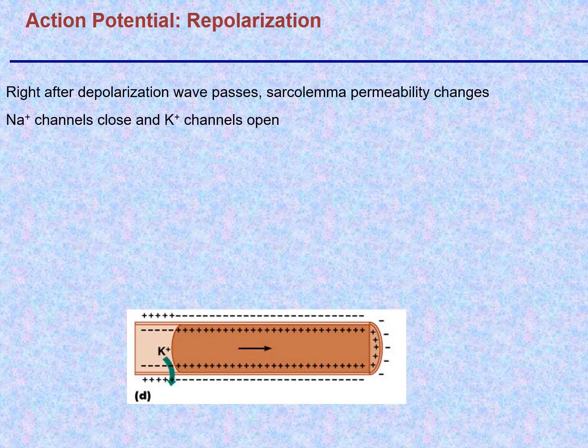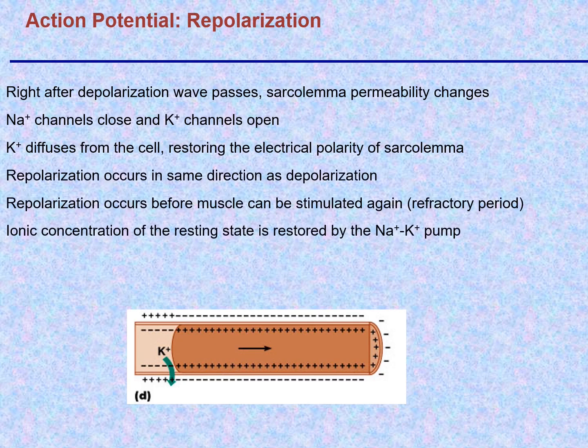Now, right after that depolarizing event occurs with sodium channels opening, the sodium channels close and potassium channels open. Now, potassium being higher inside the skeletal muscle fiber than outside, potassium will move out to the outside. It goes along the concentration gradient, and you get repolarization, and the normal resting potential of the neuromuscular junction is restored. It gets restored by the action of the sodium-potassium pump. So things go back to the way they were before.